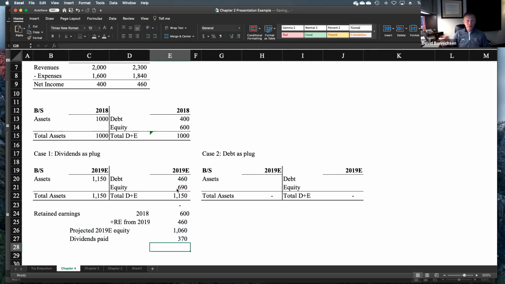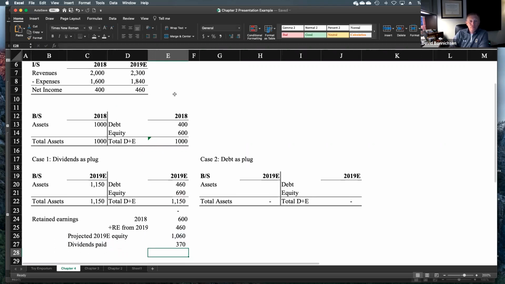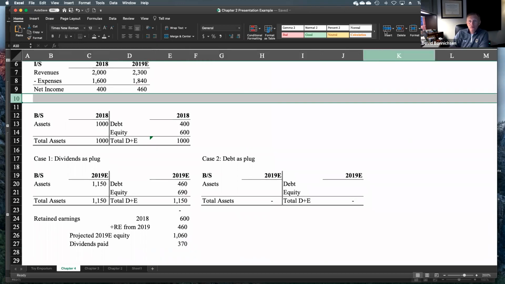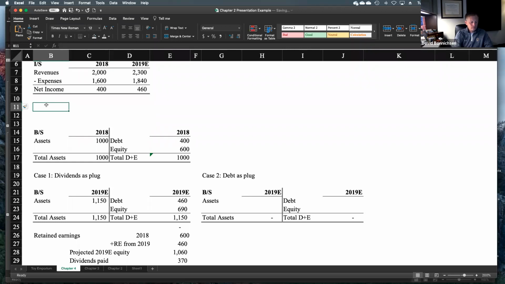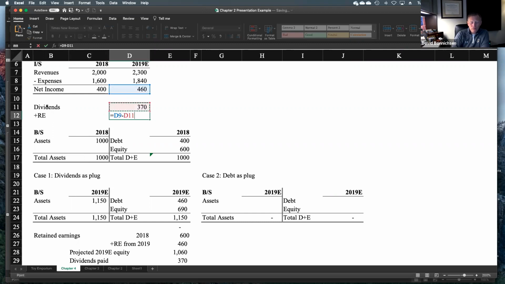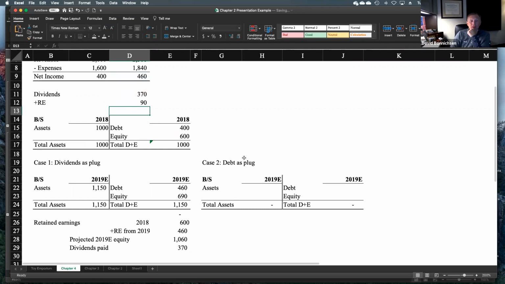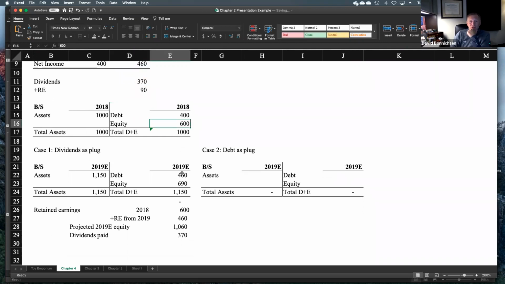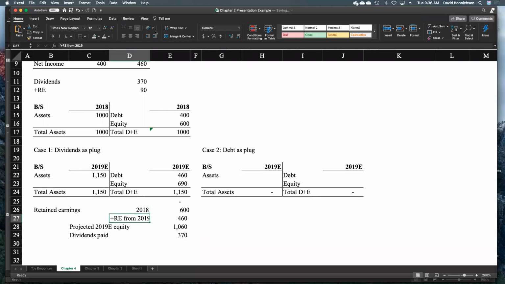So we know we had to pay $370 out in dividends, right? Because if we do that, of the 460, we paid 370. Addition to retained earnings, the difference between 460 and what we paid out is 90. There you go. See, and we just balanced. So the 90 added to the 600 gave us the 690. So therefore we know we had to pay $370 out in dividends. Okay, thank you. Questions? Anybody have questions about that?